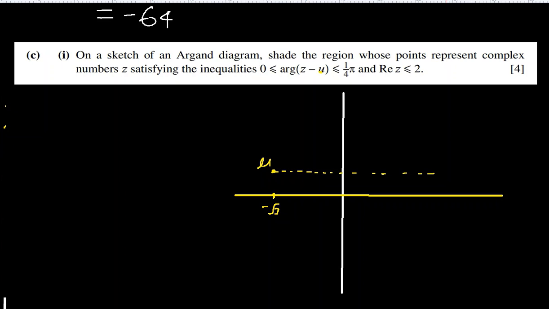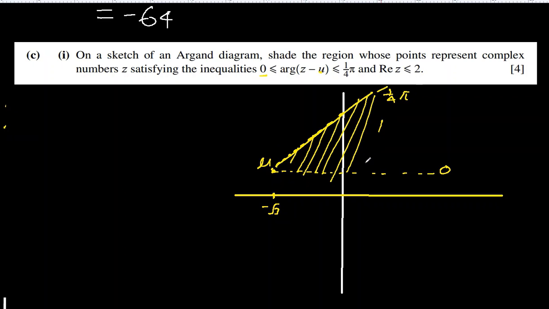So the argument starts from the half line of u, a horizontal line from u towards the right. From here we will show that it is between 0 and 1 over 4 pi. So this is 0 and 1 over 4 pi will be somewhere here. So we have to shade between these two arguments. But I'm not shading yet because there is one more condition. Then I will shade when it is meeting that condition as well.